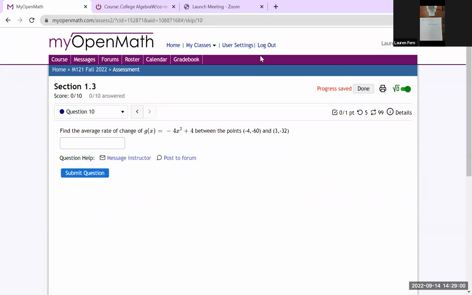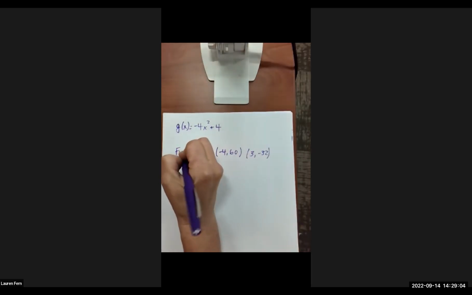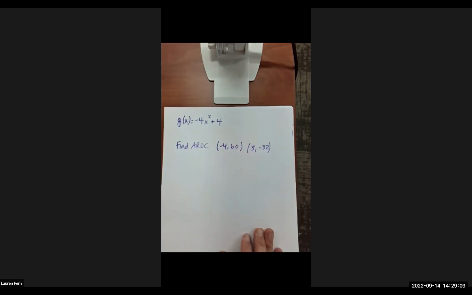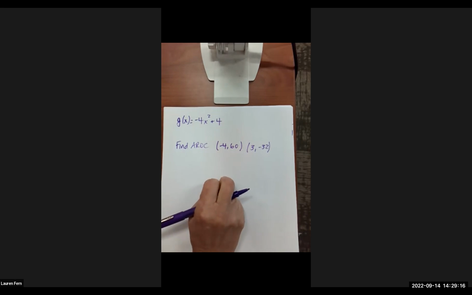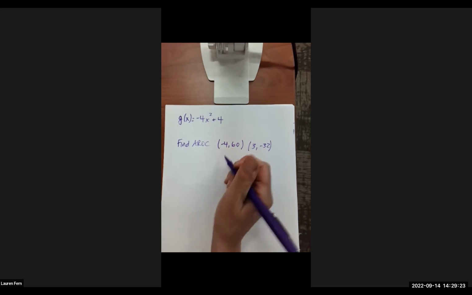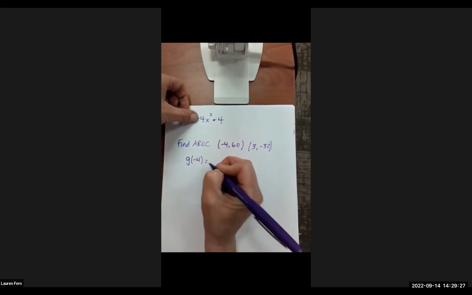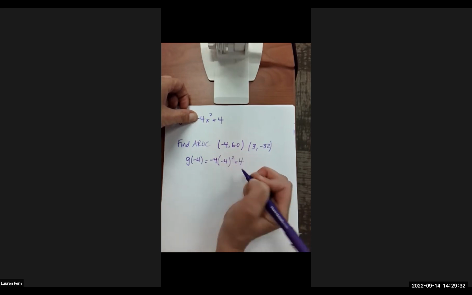Yeah. Okay. Do you agree, if you want to find the average rate of change between these points, what you need to do is take your function value at one minus your function value at the other, and then divide by the difference between those points? The thing is, they already gave you the function values, right? Let's compute g of -4. Do you agree that's -4 times -4 squared plus 4?